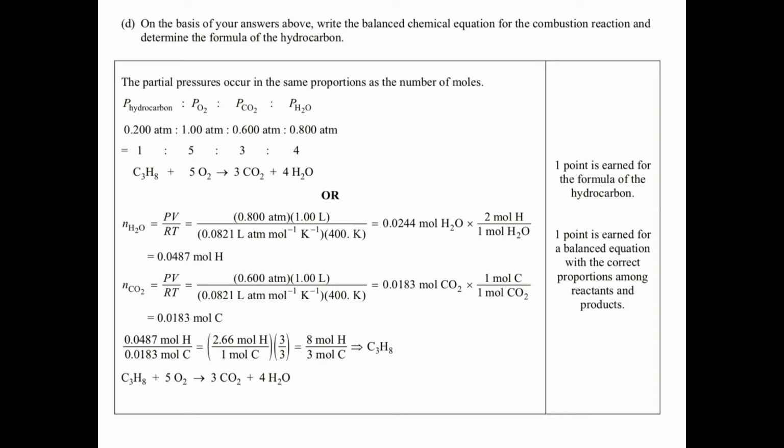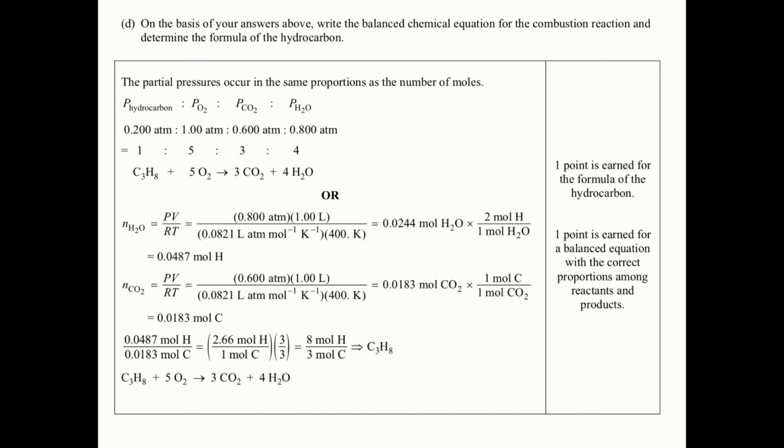So how much pressure was used by each of these and how much was produced, right? What partial pressure of hydrocarbon, what partial pressure of oxygen were used, what partial pressure of carbon dioxide, and what partial pressure of water were produced. So I used 0.2 of my hydrocarbon because I used all of it. We just calculated that I used 1 of oxygen, and I know I produce 0.6 and 0.8 of my products.